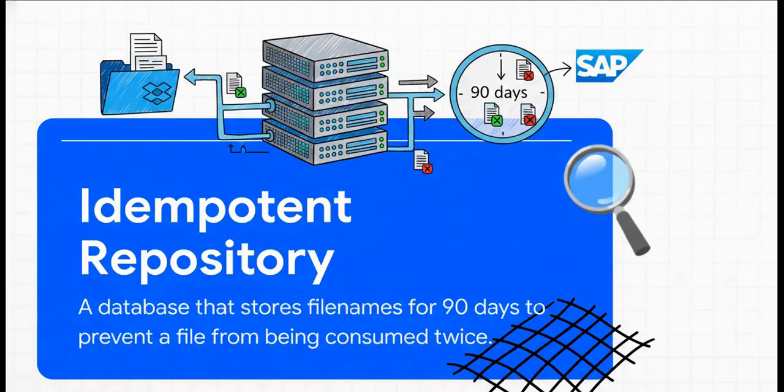So how does that Mark as Processed option actually work? Well, it uses this feature with a pretty fancy name, the idempotent repository. It sounds way more complicated than it is. Just think of it as a smart checklist. For 90 days, the adapter keeps a list of every single file it's touched. So if the system reboots or something tries to grab that same file again, the repository just steps in and says, nope, we've already handled that one. It's basically your built-in protection against doing the same work twice.